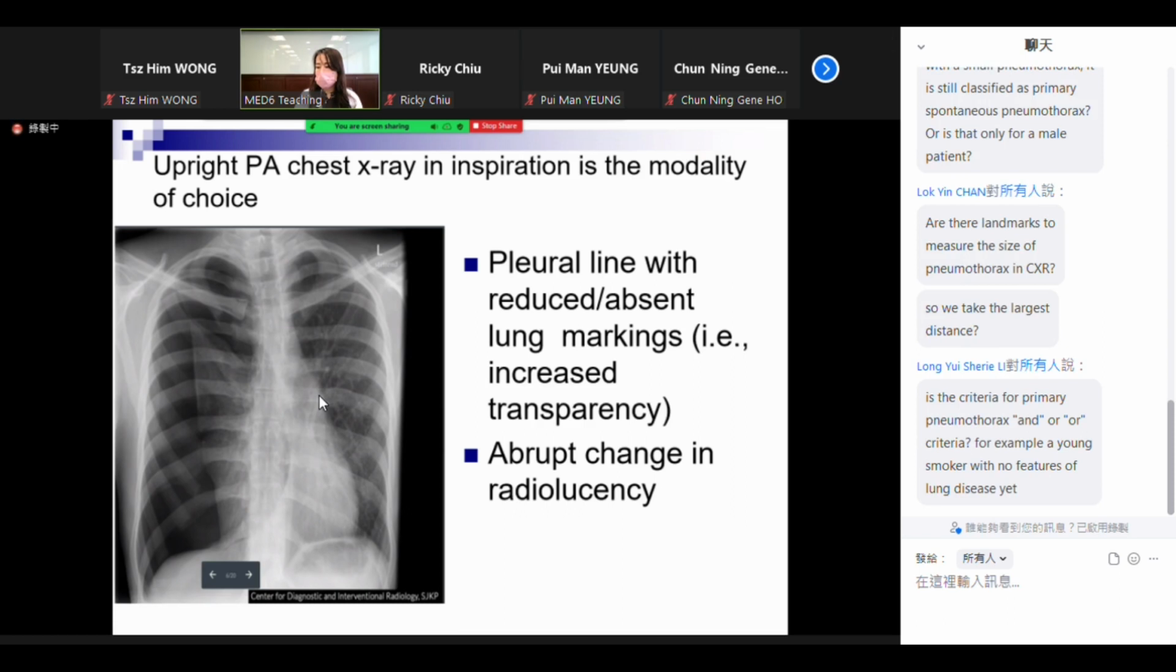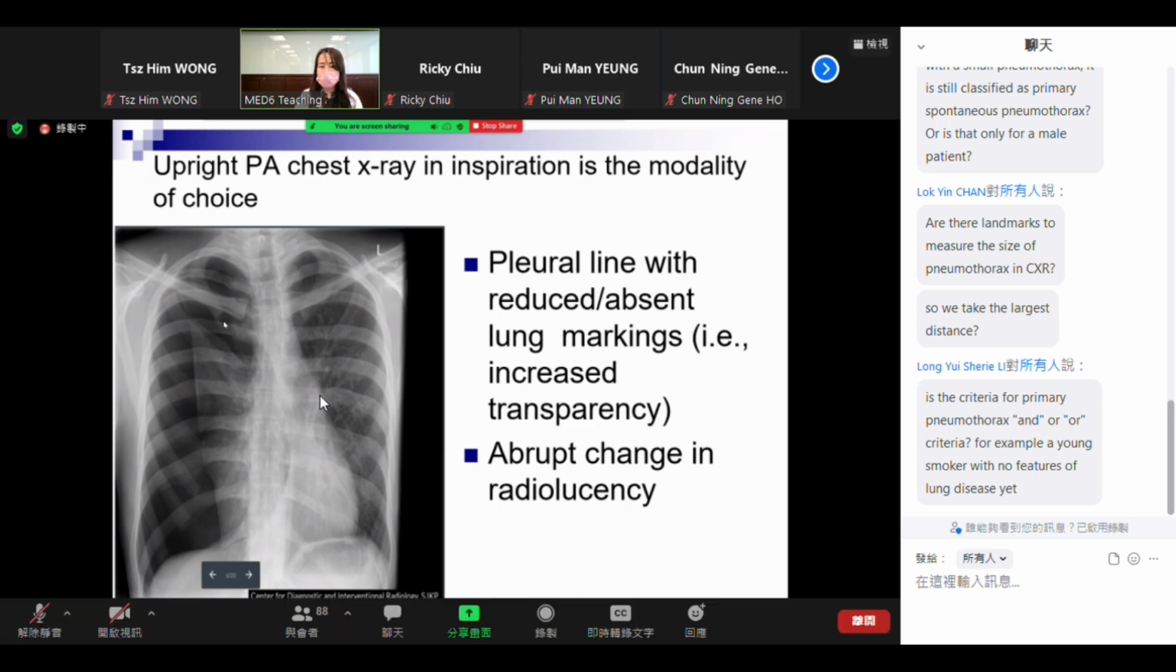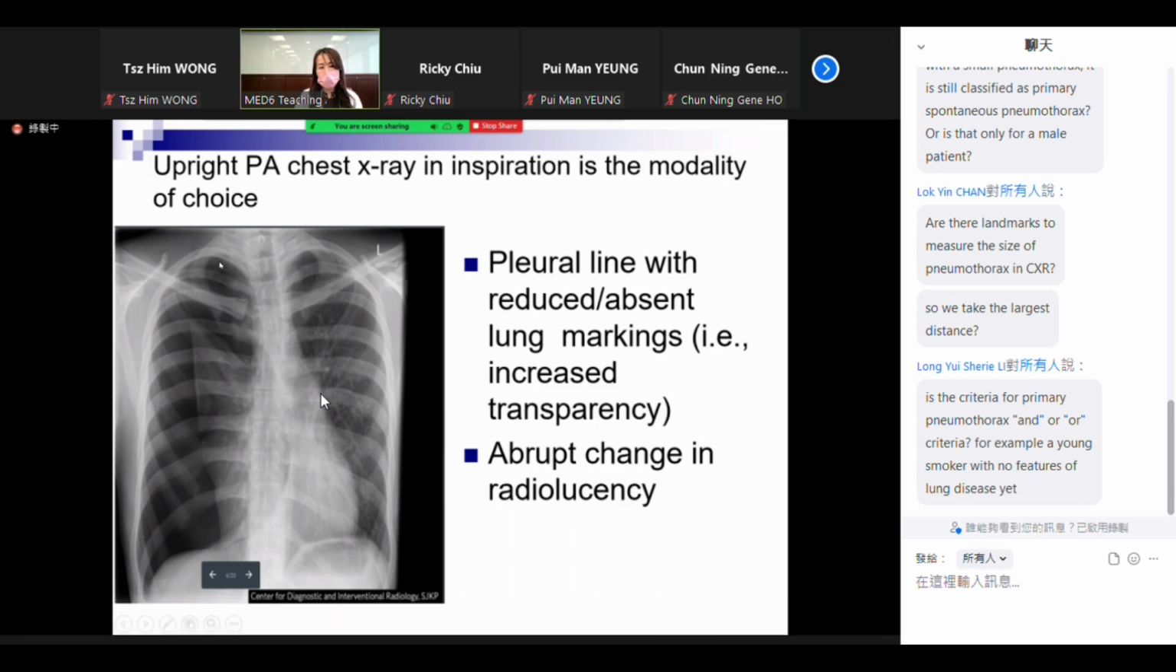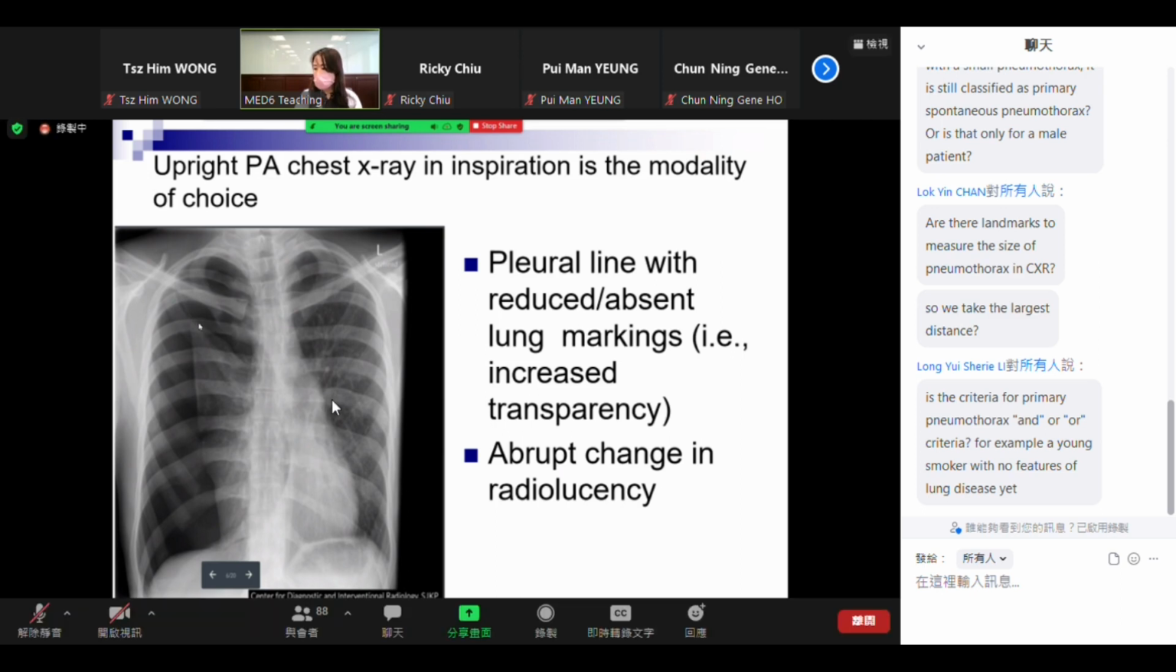We take the largest distance, yes. We will present it as a 2 cm rim or 1 cm rim, or just 1 cm from the apex, which would be smaller. Usually we just present it like this.